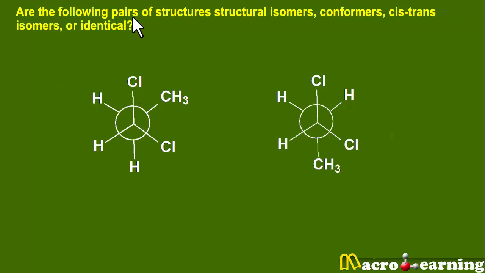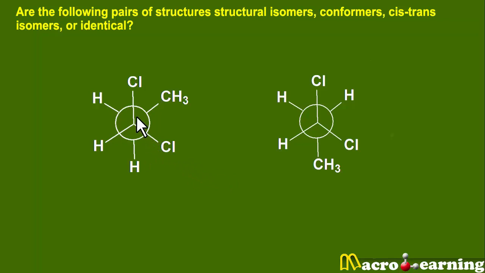Are the following pairs of structures structural isomers, conformers, cis-trans isomers, or identical? Well, I'm showing only the first structure here, but we'll deal with the others later in this video. But are these the same compound, identical structures, or structural isomers, or conformers, or cis-trans isomers?